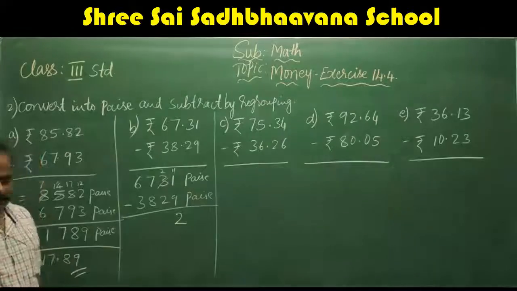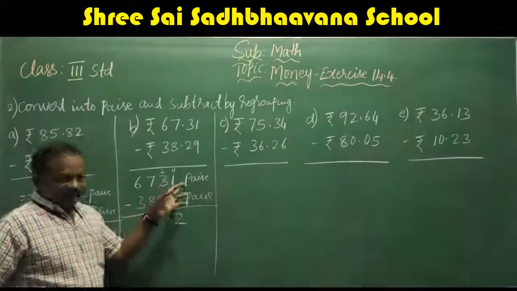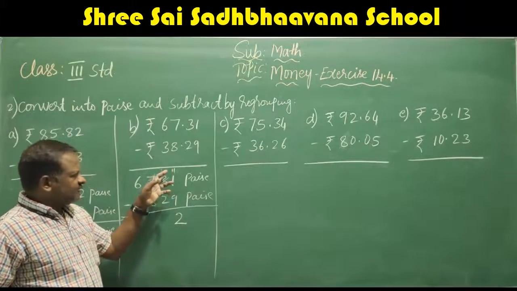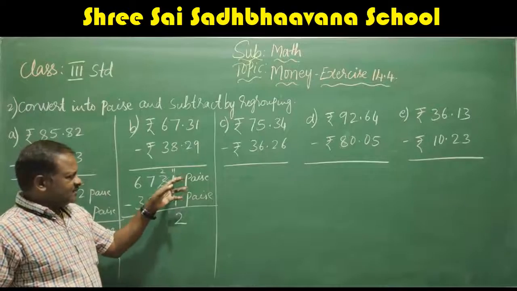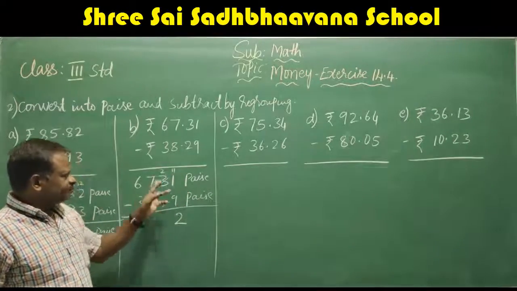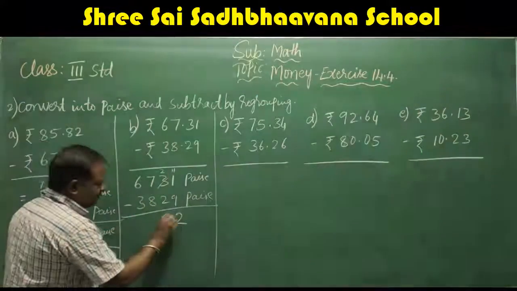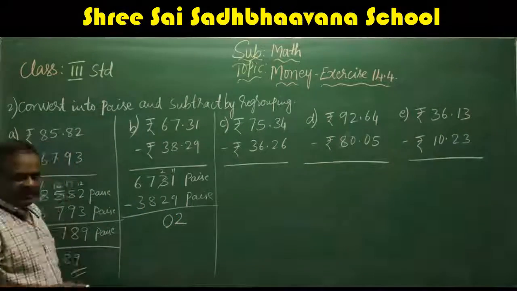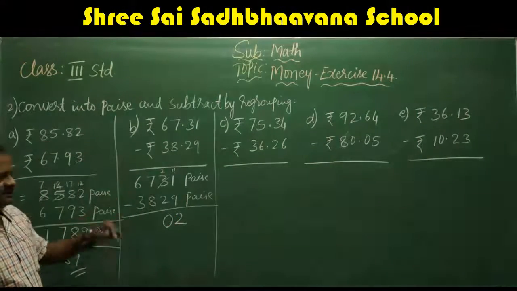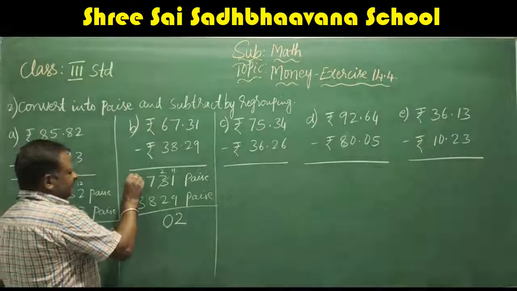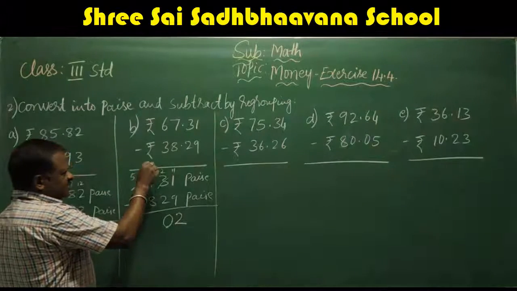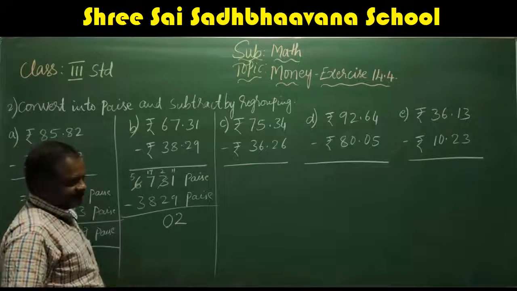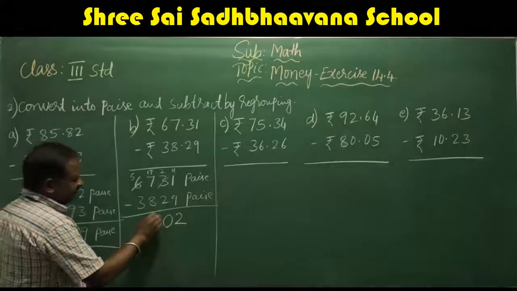Because 1 minus 9 is not possible, take carry from here. This 3 becomes 2 and we will take one carry. This becomes 11. 11 minus 9, 2. 2 minus 2, 0. 7. It is not possible to subtract 8 from the 7. So you take one carry from here. This becomes 5. This becomes 17. 17 minus 8.